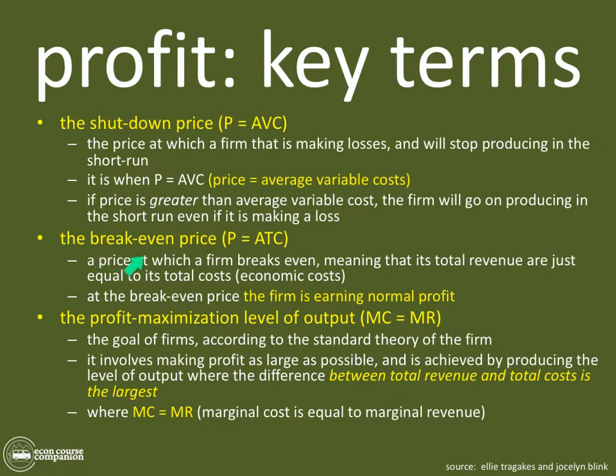Okay, then also we have the break-even price, and that is where price equals average total cost. This is the price at which a firm breaks even, meaning that total revenue is just equal to its total costs, which is the point where they will make, you got it, normal profits, right? And at that break-even point, the firm is earning normal profit.